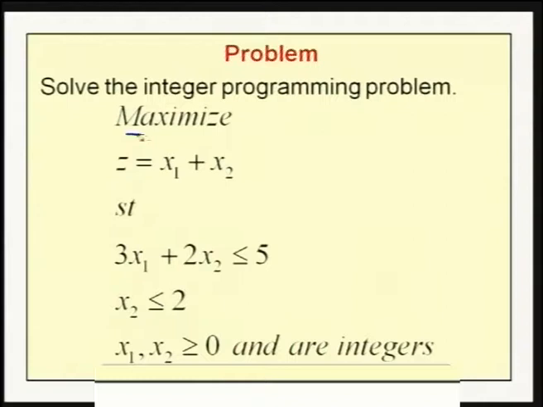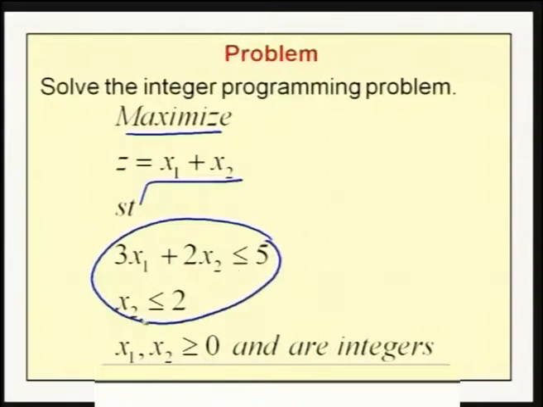Welcome you all to the UGC lecture series in mathematics. In this session, we are going to solve an integer programming problem by making use of the Gomory cutting plane algorithm. So, consider the problem. Solve the integer programming problem. Maximize z equal to x1 plus x2 subject to the constraints 3x1 plus 2x2 less than or equal to 5, x2 less than or equal to x1, x1, x2 greater than or equal to 0 and are integers.